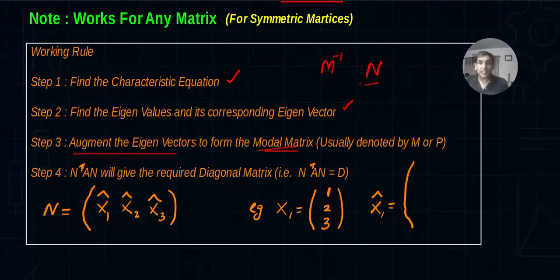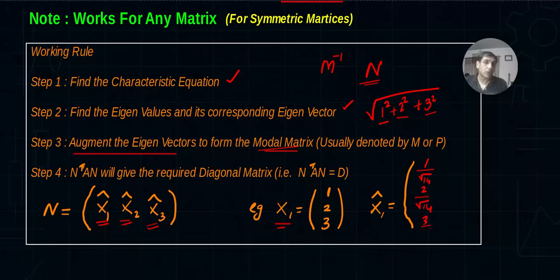You find unit eigenvectors. I think you remember, if you have a vector 1, 2, 3, you find the modulus. What's the modulus of this vector? 1 square plus 2 square plus 3 square, the length of the vector. That turns out to be 1 plus 4 plus 9, 14. So the unit vector will be 1 by root 14, 2 by root 14, 3 by root 14. So did you get the point?